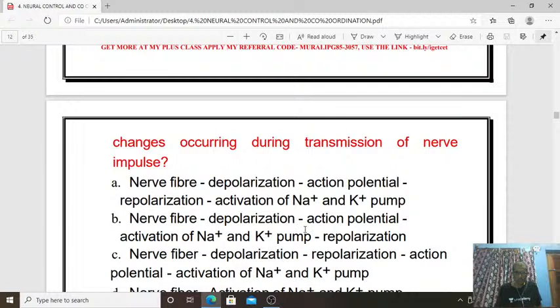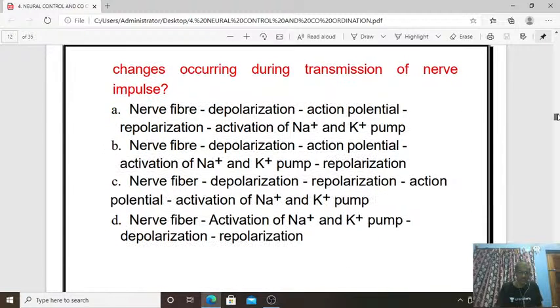Nerve fiber depolarization, action potential, activation of sodium potassium pump, repolarization. So I said for the 9th one it is A. Just a minute, I will go through C and D once again.